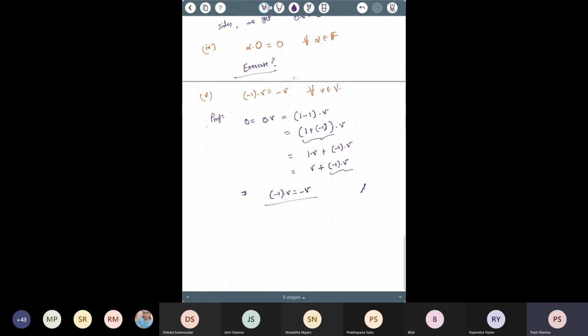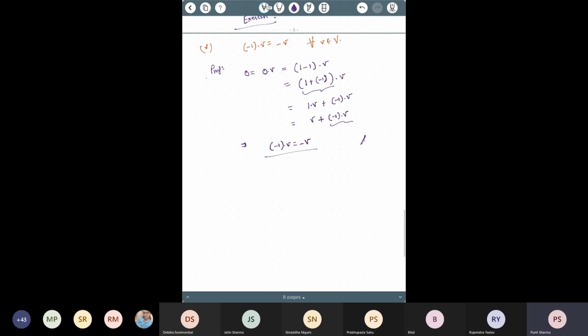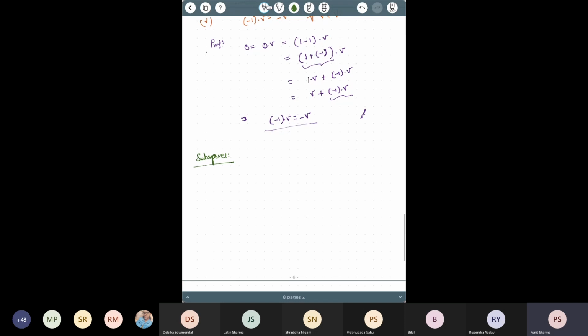All right. So these are some very basic properties for vector space. So let us start. Let me define subspace. What is a subspace? Can you tell me what is a subspace? A subset of the vector space is called a vector subspace if it is itself a vector space over the same field, with the same operation.